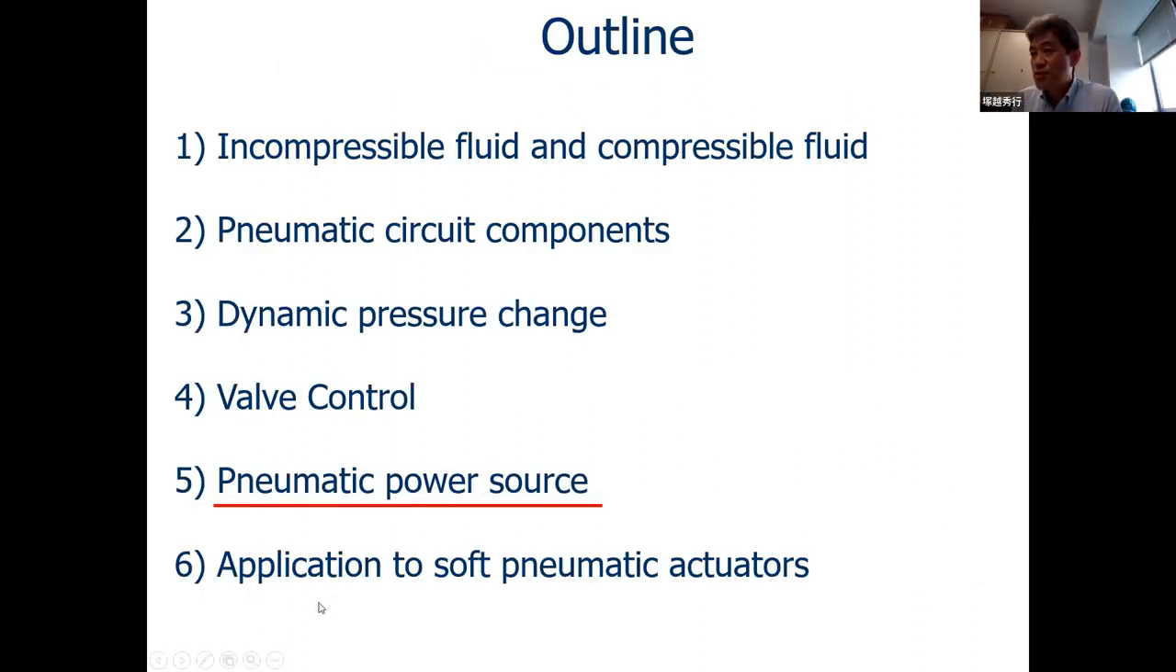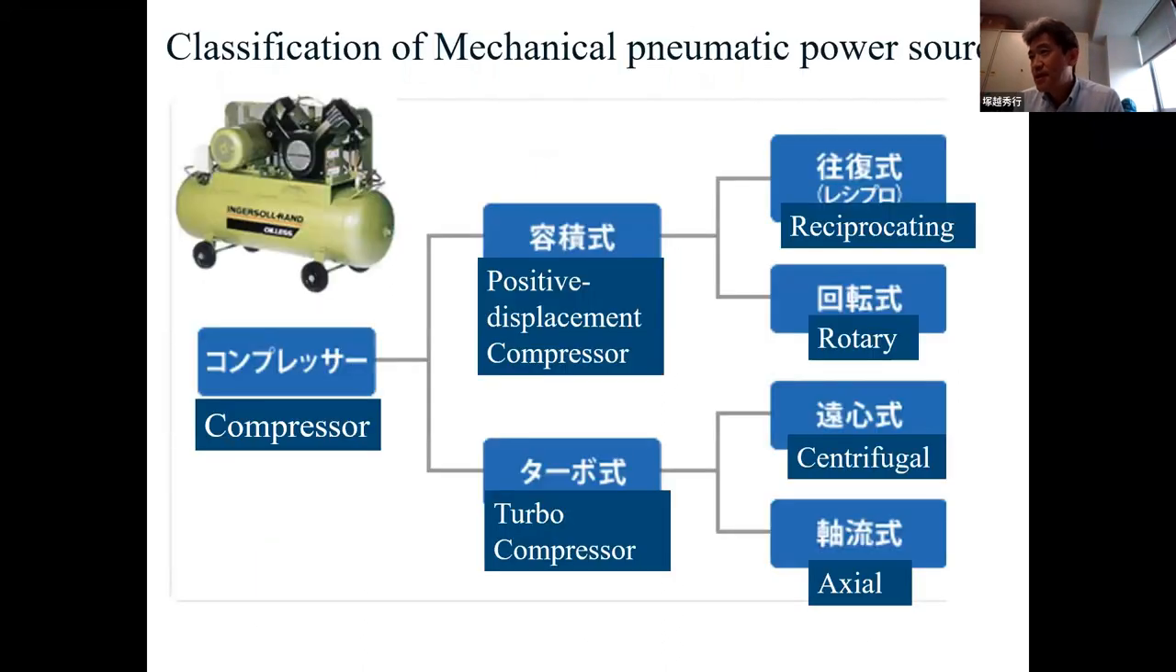Next, let me switch to the pneumatic power source. The power source is also an important factor to move the pneumatic circuit. And this is the classification of the power source driven by electric power. It is composed of the positive displacement compressor and the turbo compressor. The positive displacement compressor means that if the confined volume is pushed, all the volume of the air is compressed, and the pressure itself is raised.